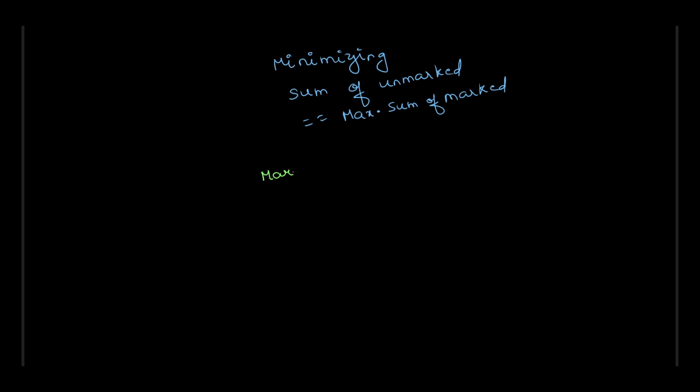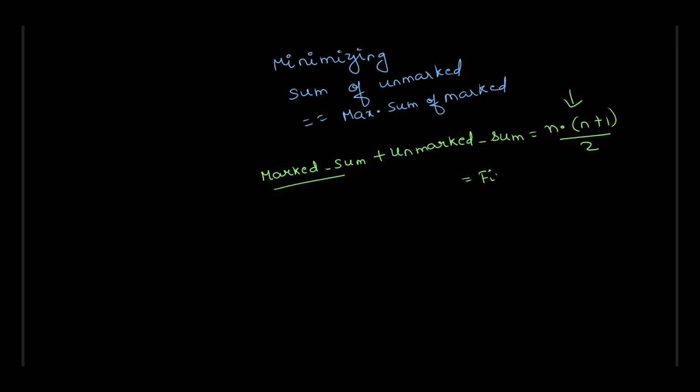Marked sum plus unmarked sum is equal to n into n plus 1 by 2, which is the sum of all the elements. So this is fixed. So what is the marked sum? This is nothing but fixed minus unmarked.